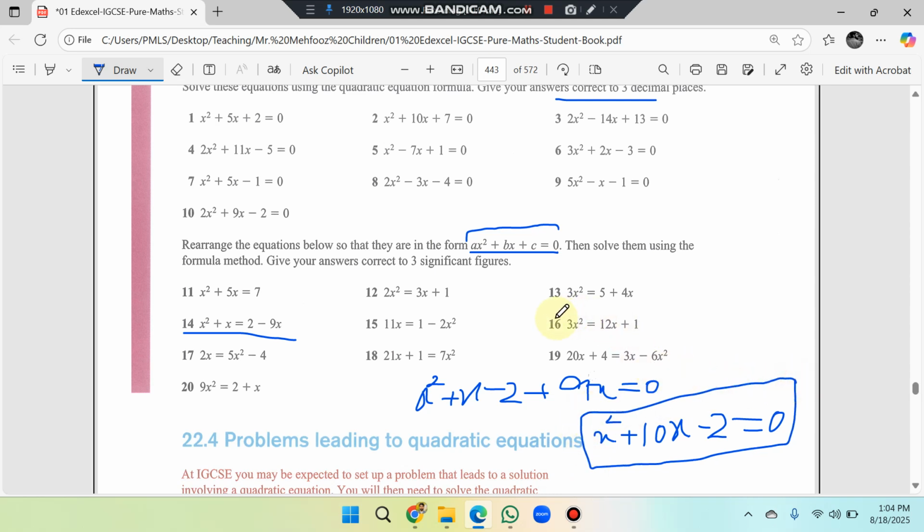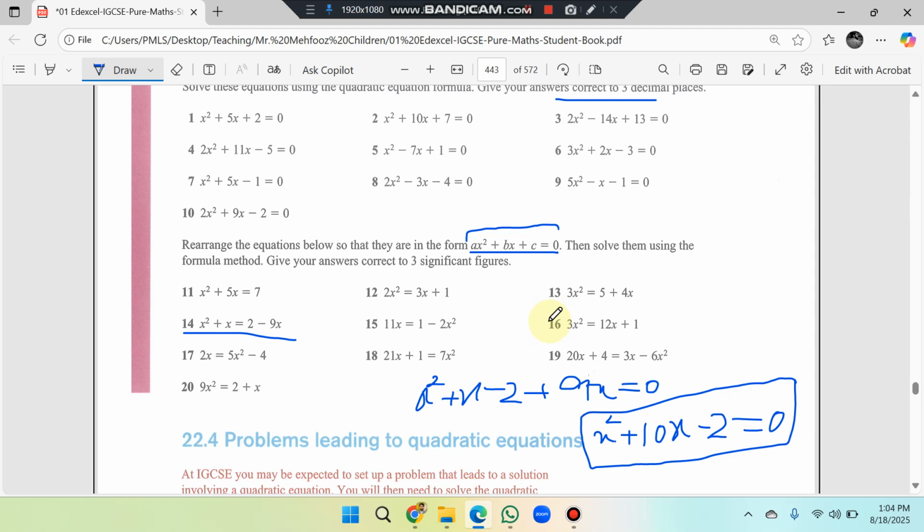First of all, you have to change and rearrange all these equations into the standard form of the quadratic equation. Secondly, inspect what the values of a, b and c are. Thirdly, use the quadratic formula. At the end, we have to use the calculator to find two different roots up to three significant figures or up to three decimal places.